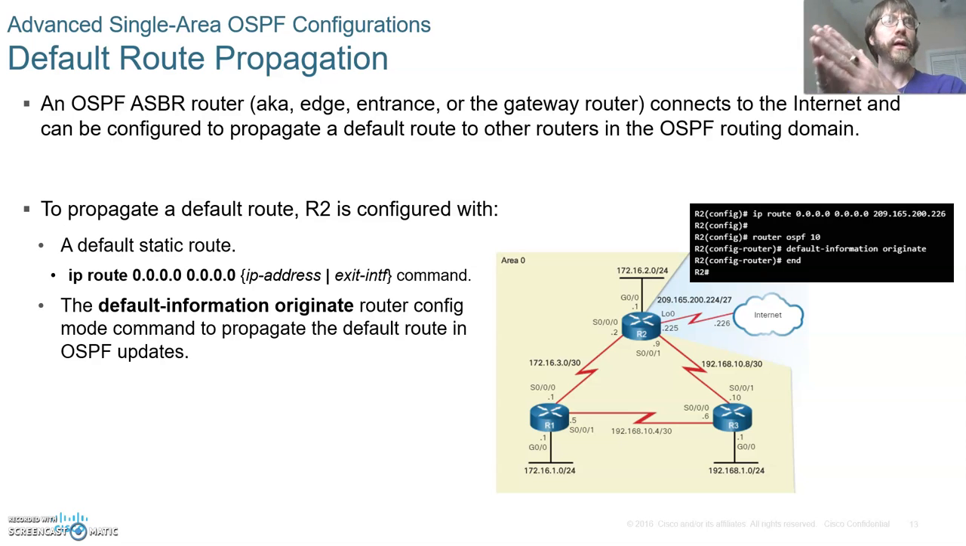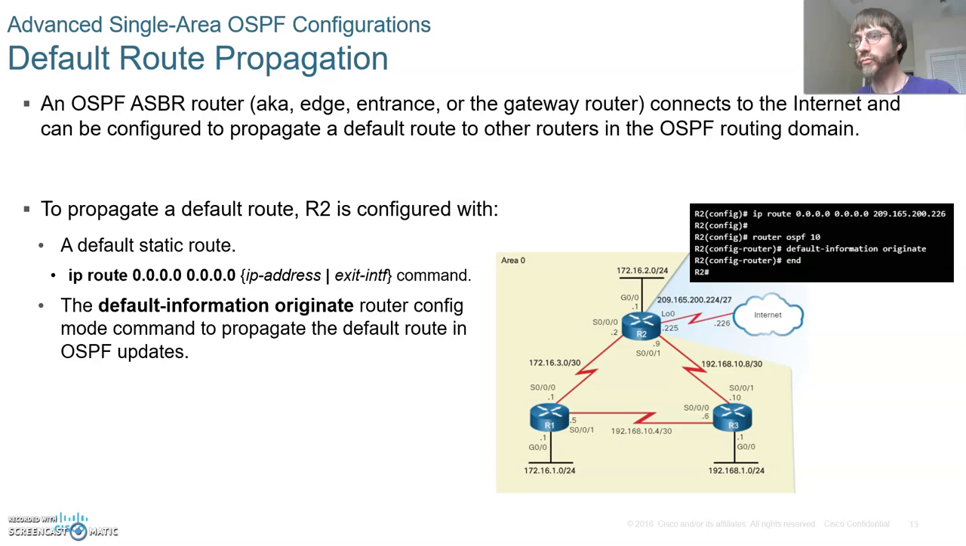What we're going to do is create a default static route, a standard IPv4 quad 0 route, and then you go into the routing process and you do default-information originate, just as you would on a RIP router. This is different from EIGRP in that the command we use here is not redistribute static, but default-information originate.